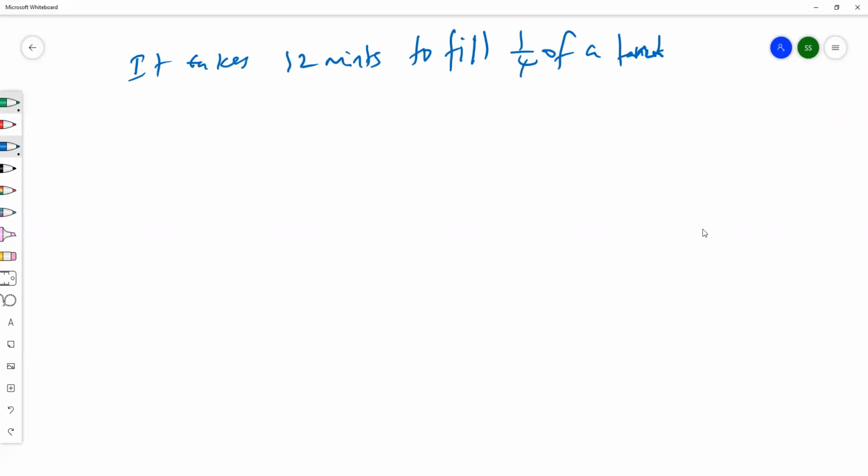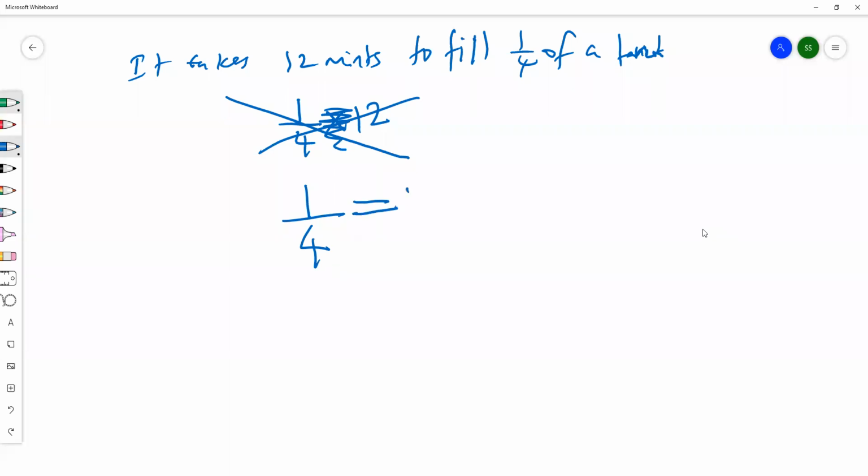Total is missing, so you can't use multiplication. 4 into 12 means that is wrong. Exactly, that is wrong. So read the question carefully. The total is missing, so you can't use multiplication. You have to use the equal mark. 1/4 equals 12 minutes.